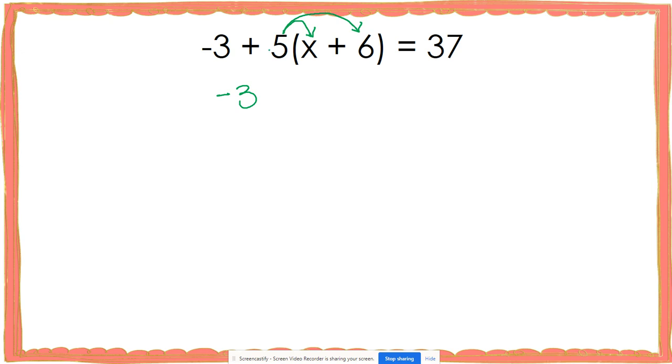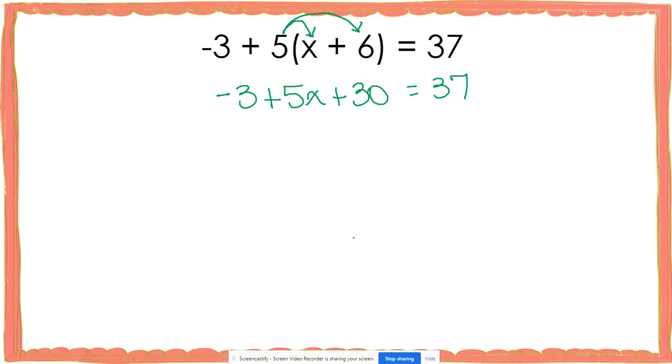Then I'm going to multiply this positive 5 times x. Well, 5 times 1x is 5x, so I'm going to write plus 5x. Then positive 5 times positive 6 is positive 30, so I'm going to write plus 30. And then I'm going to write the rest of my equation, which is equals 37.